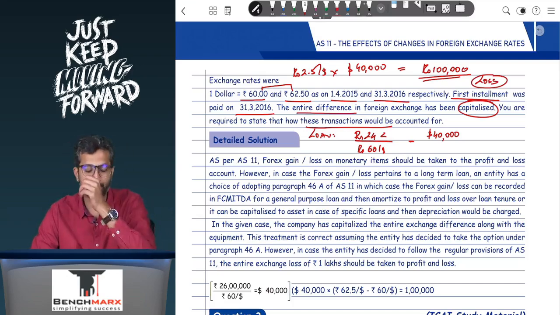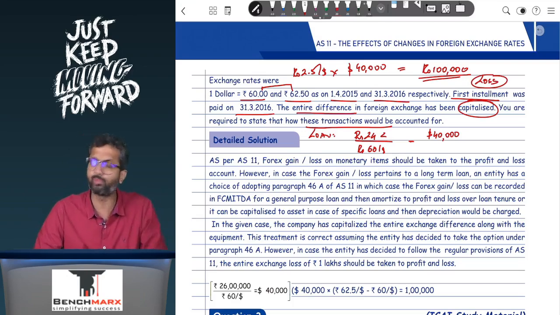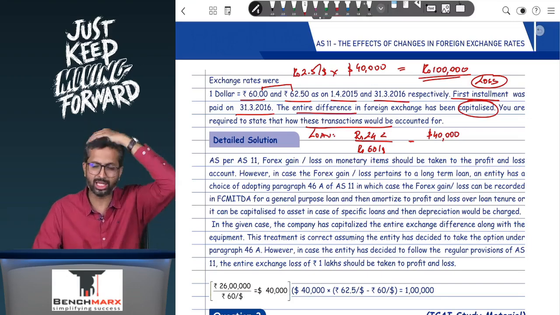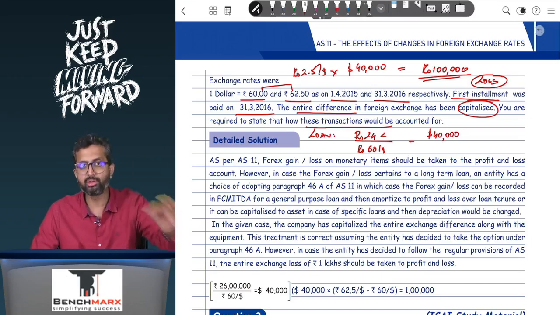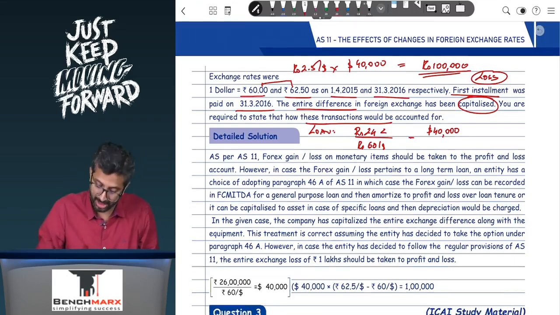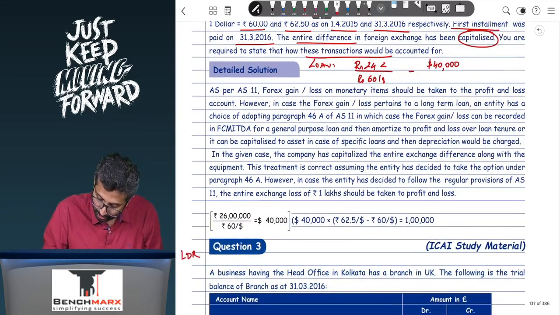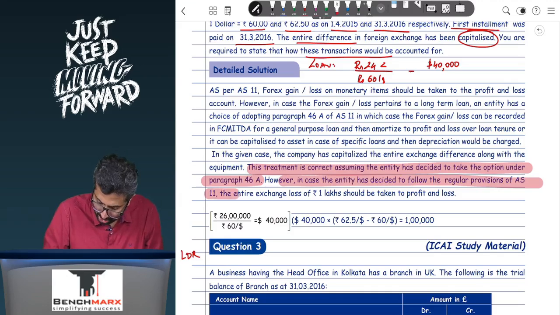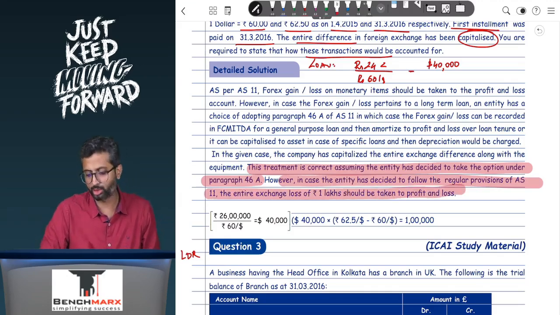However, it can be capitalized along with the fixed asset in case you follow para 46. Is a question telling you to follow para 46? And then, if you assume para 46 is not followed, then the treatment is wrong. This 1 lakh has to be taken to the profit and loss account. However, if para 46 was followed, this was a specific loan for an asset, in which case 1 lakh can very well be capitalized. So over here, if you see, the treatment is correct, assuming the entity decided to take para 46. However, in case the entity has decided to follow regular provisions of AS11, the entire 1 lakh will be taken to the P&L.